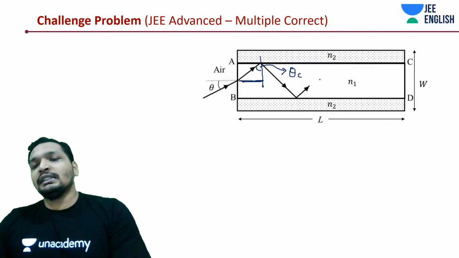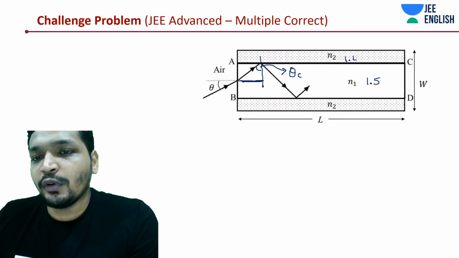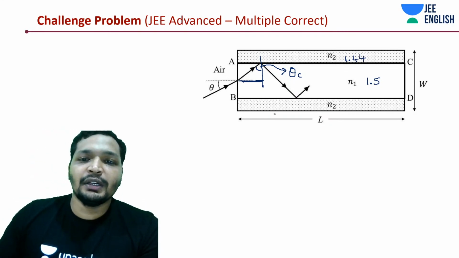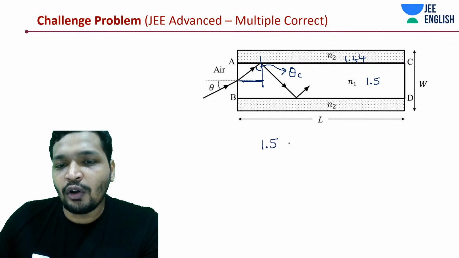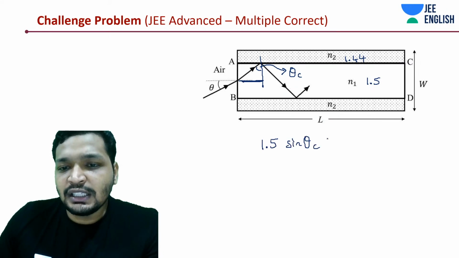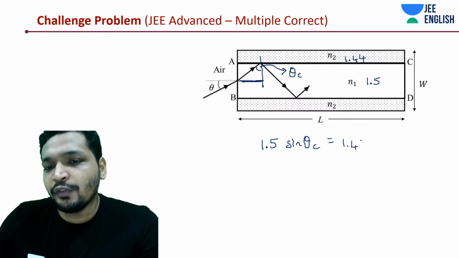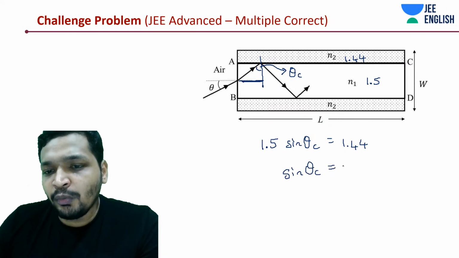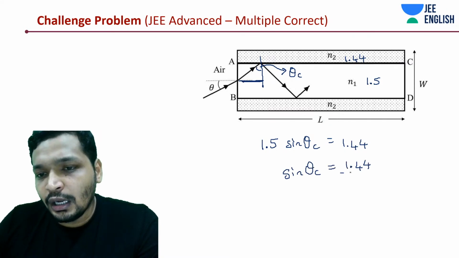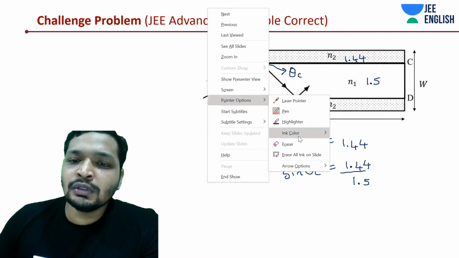How much is theta c? n1 is given to us as 1.5, and n2 should be 1.414. It should move from the heavier medium to the lighter medium. So 1.5 into sine of theta c, where we generally assume grazing, should be 1.414 into sine 90. So sine theta c should be 1.414 divided by 1.5. And let's do some math.